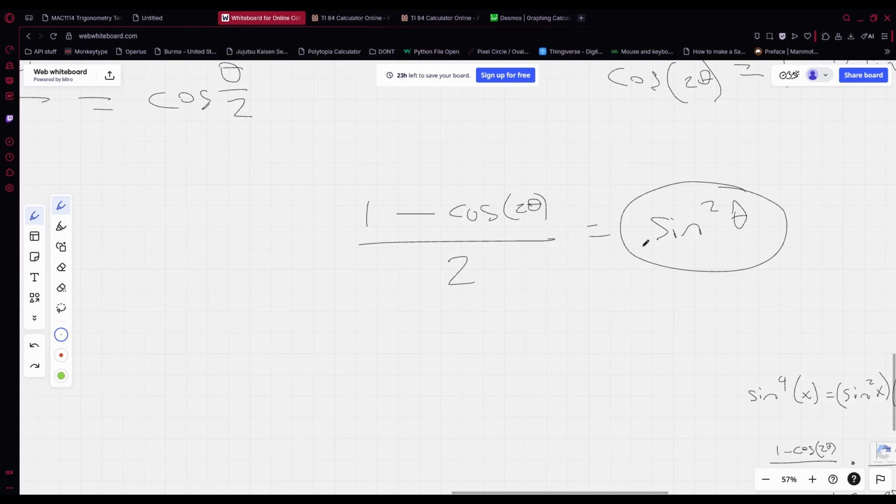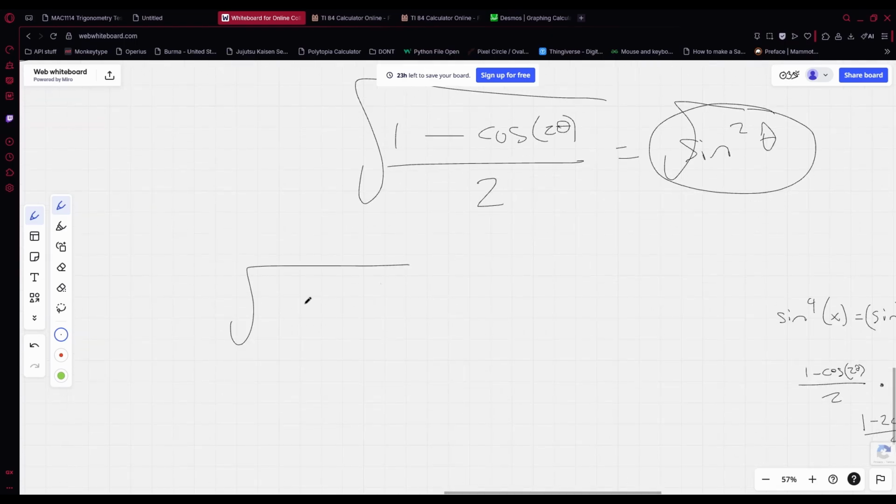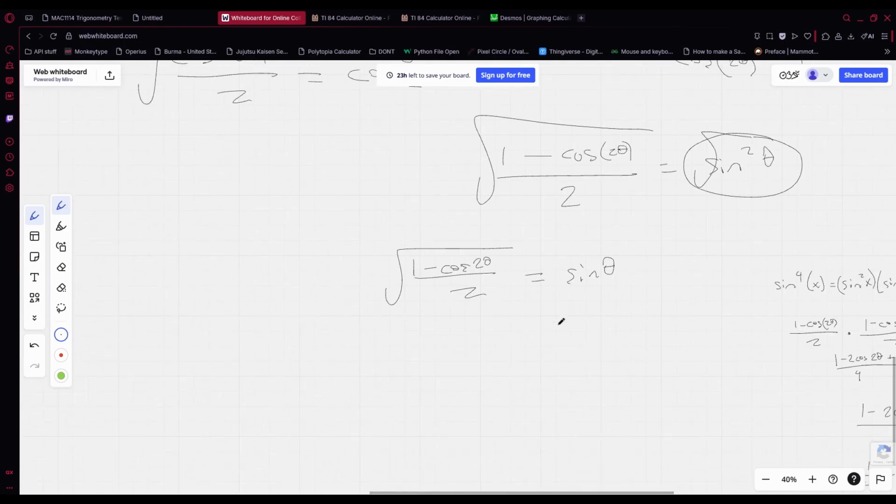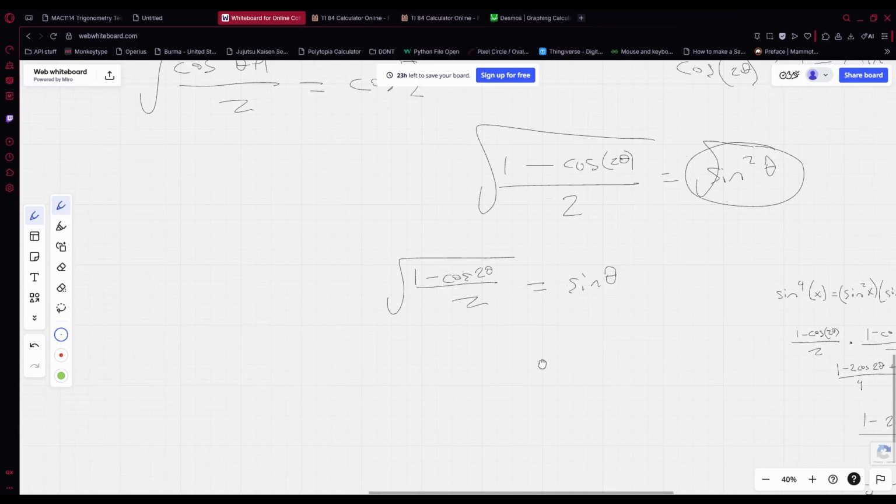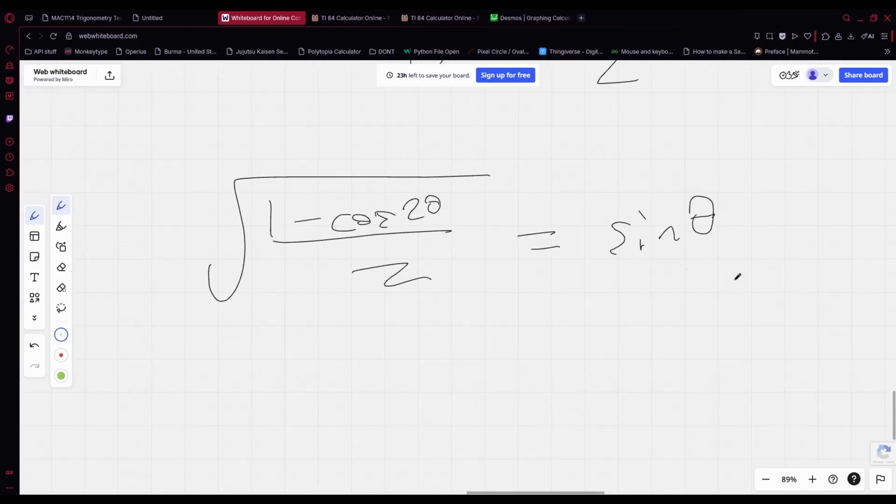It's the same process. Square root. We end up with square root of 1 minus cosine 2 theta over 2 equal to sine theta. I suggest using the first 5 minutes of your test, just do all of this. It'll be helpful. Just derive all the formulas, don't forget. And this is half angle, because you can just divide by 2.